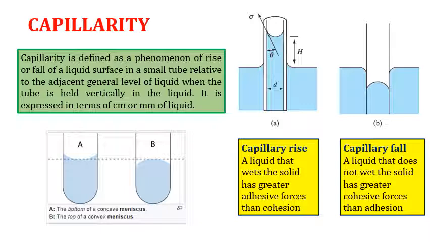So a liquid that wets the solid and has greater adhesive forces than cohesive forces will have capillary rise, like water. While a liquid that does not wet the solid and has greater cohesive forces than adhesion, that is like mercury, will have capillary fall.